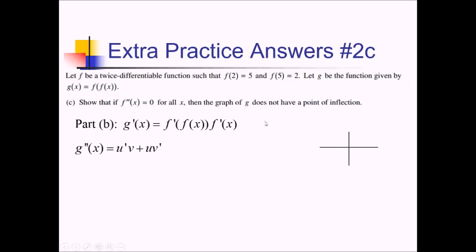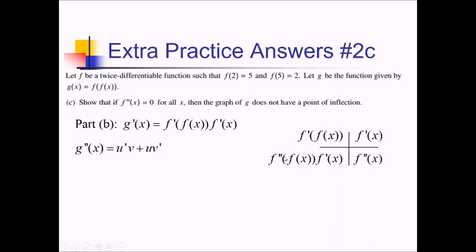So my two factors, I've got f prime of f of x and just plain old f prime of x. The derivatives of these, well, this first one's going to require the chain rule. This is going to be the derivative of the outer function. The outer function's f prime of something. So this derivative is going to be f double prime of something times the derivative of the something times f prime of x. So that is this derivative. And now over here, derivative of f prime of x is just going to be f double prime of x.